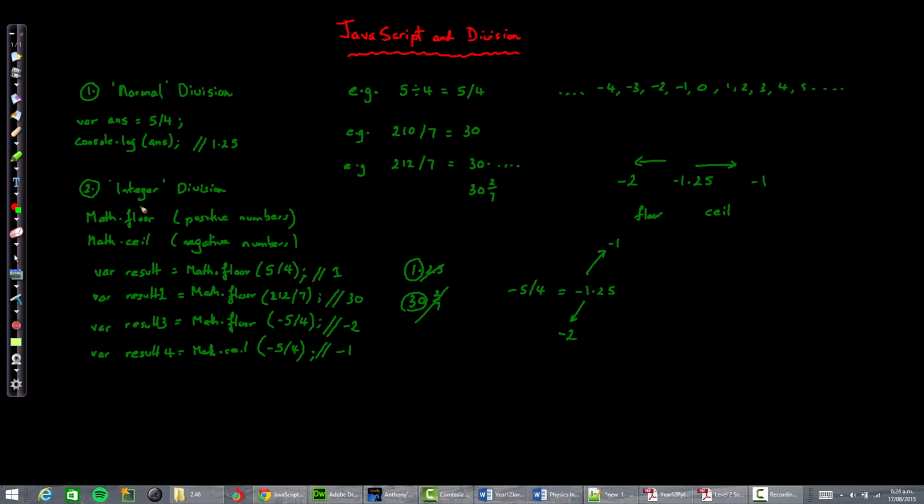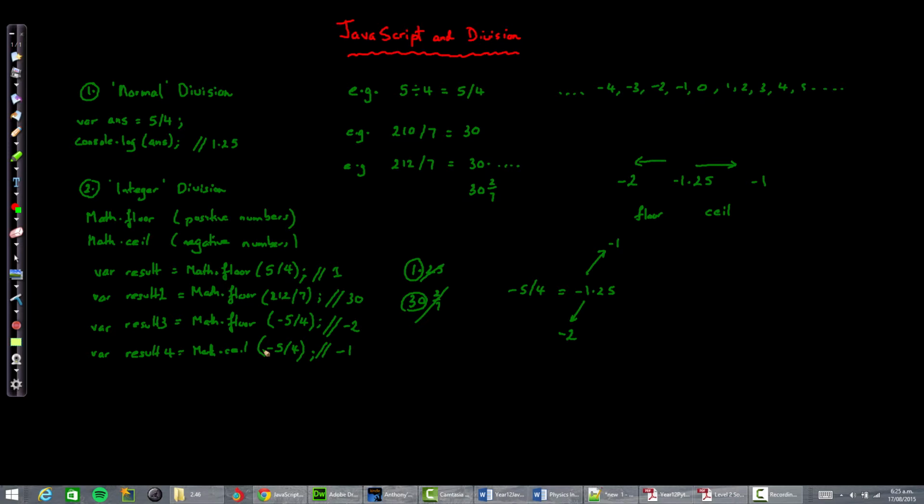Okay, so this was integer division. Normally, when you're just working with positive numbers, not a problem, just use math.floor to see how many whole times one number goes into another. If you are dealing with negative numbers though, you're going to have to use math.ceil to get the correct answer. So integer division essentially gives us how many whole times one thing goes into another.